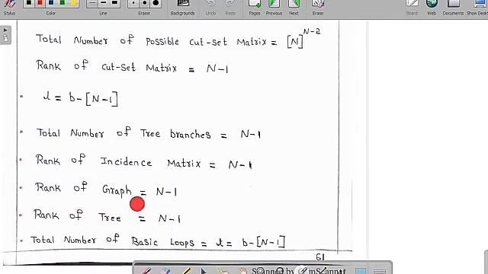The rank of a graph is equal to the number of nodes minus 1, which is n minus 1, and the rank of a tree is also equal to n minus 1. The rank of a tree means the number of branches present in the tree, which is equal to n minus 1. I have already told you that the total number of basic loops is equal to the total number of links, which is equal to b minus (n minus 1). So these are some of the important formulas in graph theory.